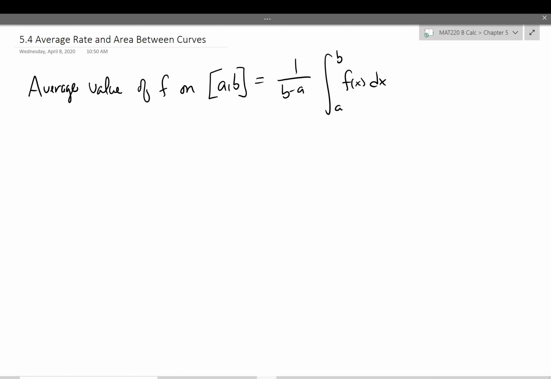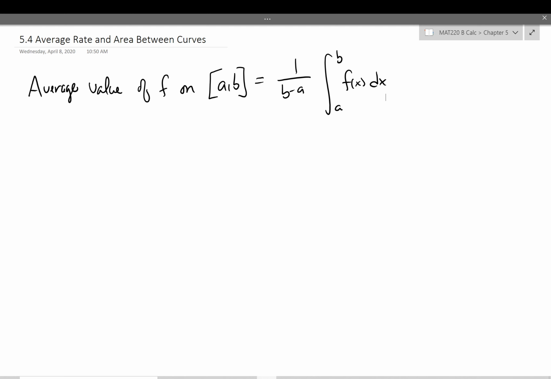Good afternoon, everybody. So, in this lecture today, we're going to talk about average value and area between curves. They're both pretty simple. It's just a matter of navigating your way through each problem and thinking about what is actually happening. So, first, I'd like to define average value.